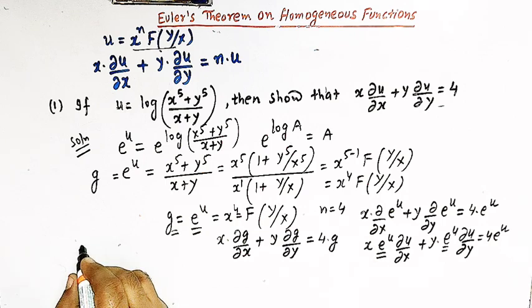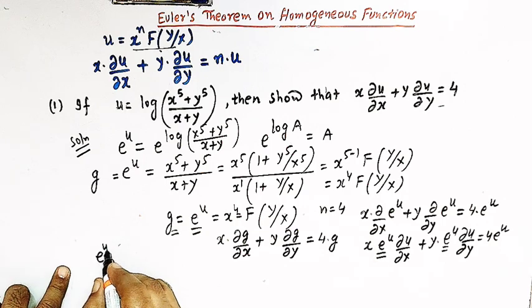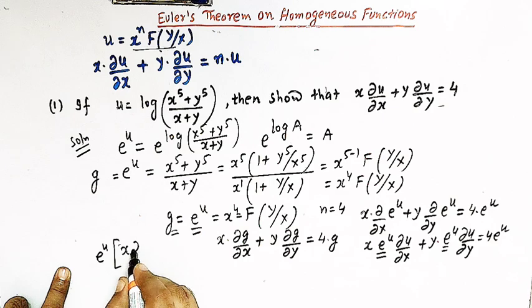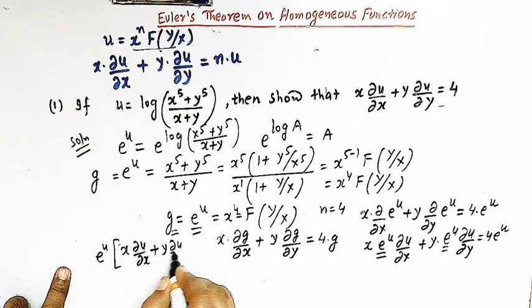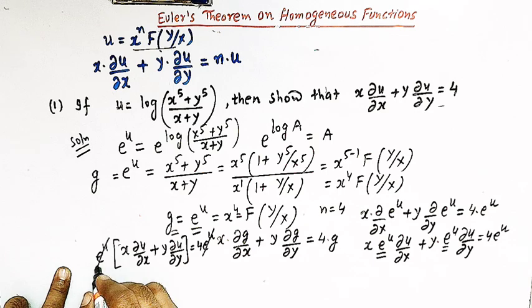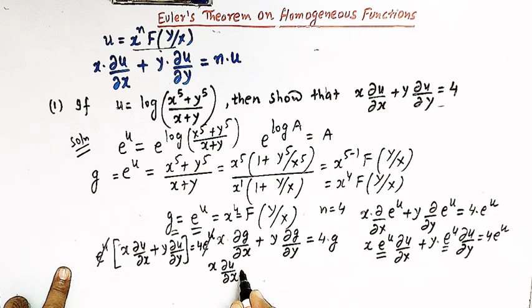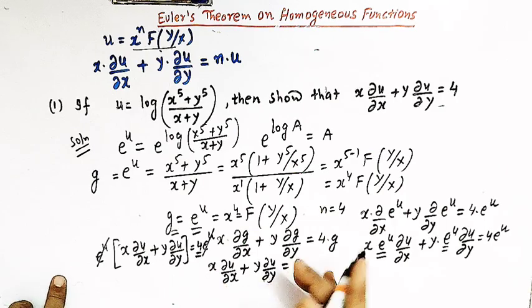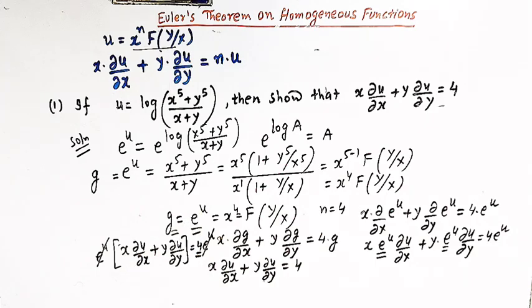Now let us take e raised to u common. So we have x del u over del x plus y del u over del y, and here we have 4 times e raised to u. Now this e raised to u and e raised to u get cancelled, so we have the desired result, x del u over del x plus y del u over del y is equal to 4. So this is how we can prove this statement.